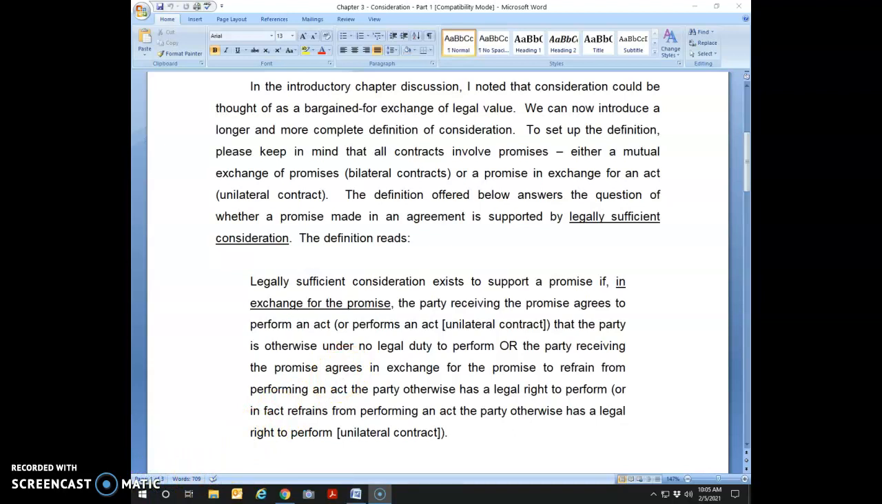When we ask the question of whether there's consideration, we really should be thinking in terms of a more specific question, and that is, we're looking at an agreement and we're seeing that someone has made a promise, and we're asking this question: is there legally sufficient consideration to support the promise? Once again, is there legally sufficient consideration to support the promise?